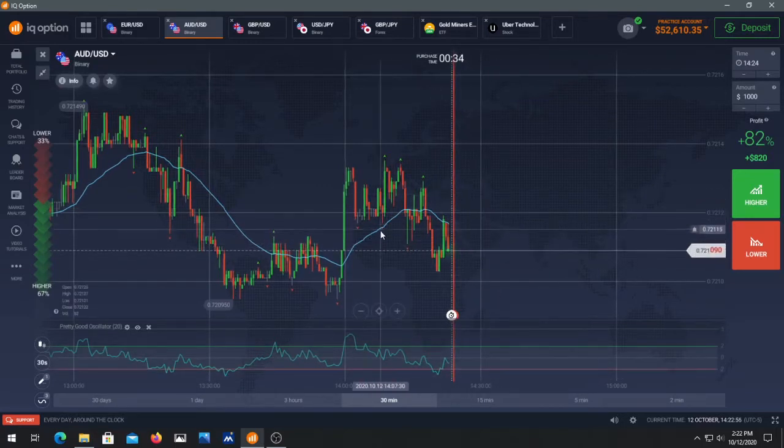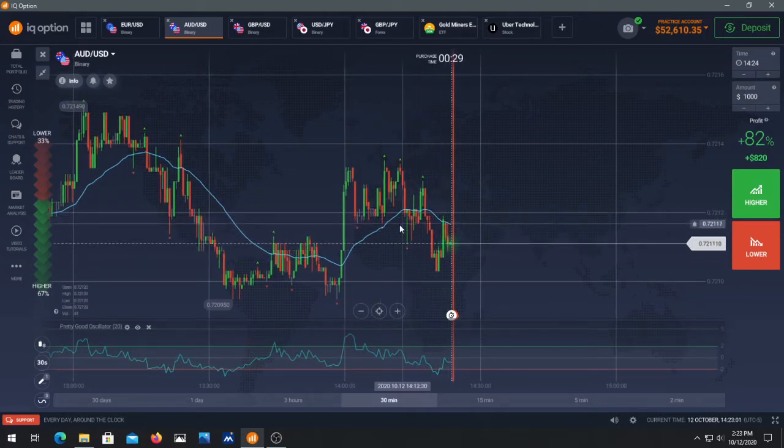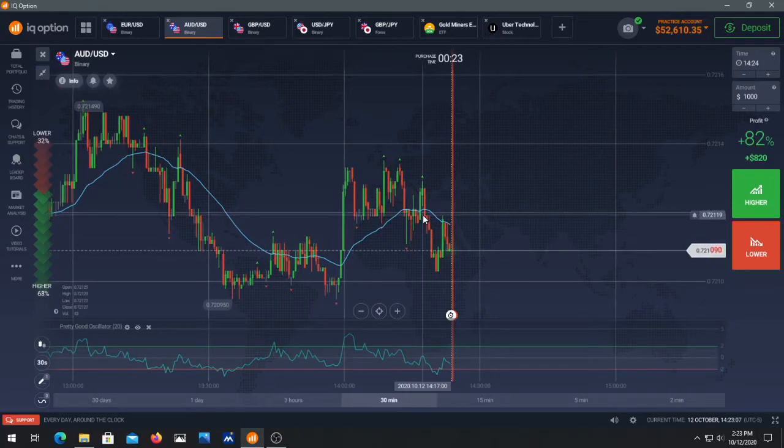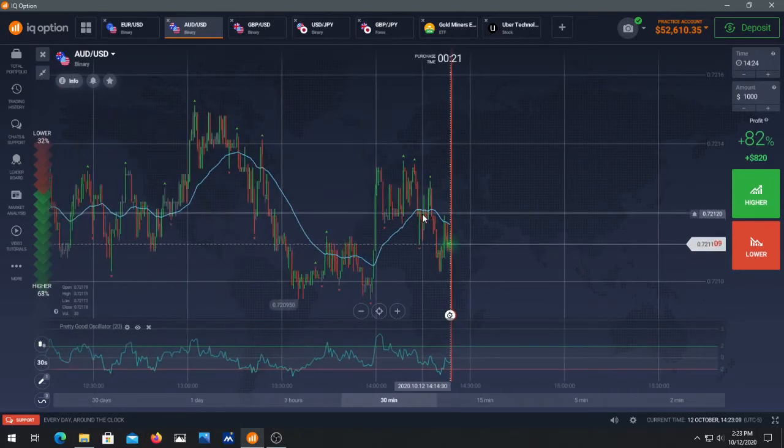I have the McGinley Dynamic here as a backup. This is the 20 period moving average, and I have it for the close. What this tells me is that it helps me to gauge which side the market is on, whether it's in a bearish mode or a bullish mode.